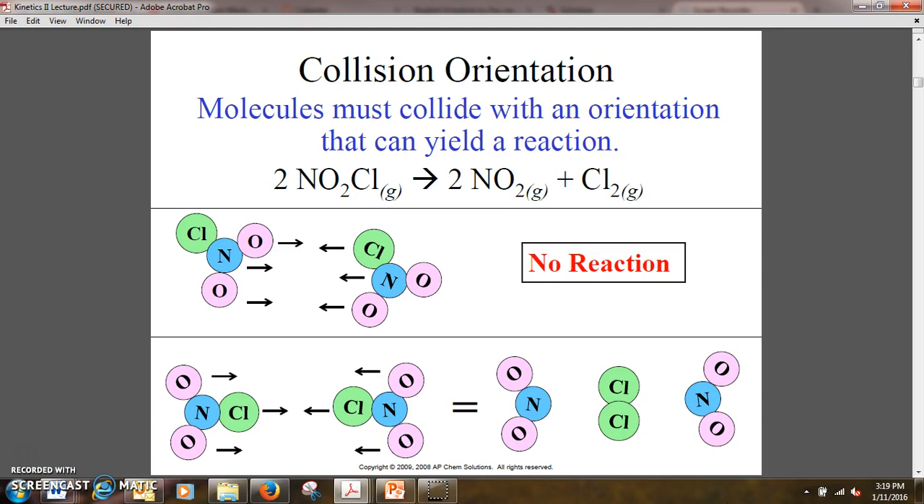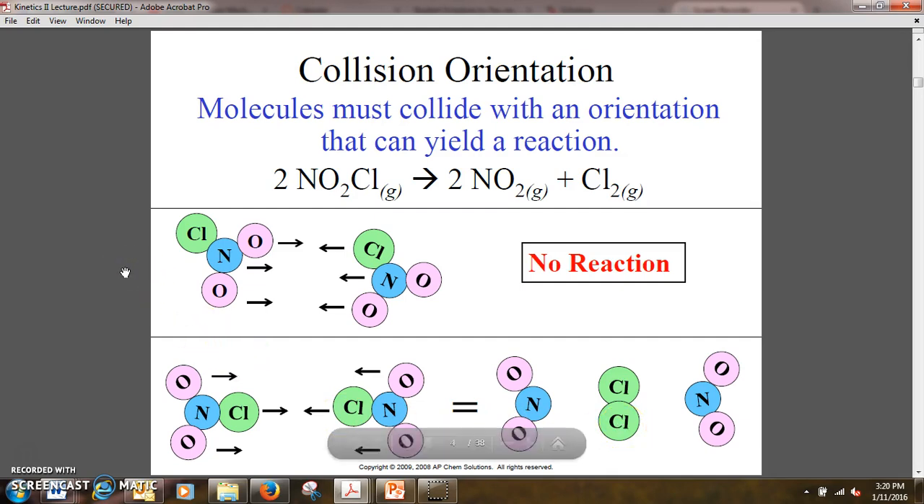So here we have an example of NO2Cl, which decomposes to NO2 and Cl. And they show you the molecules here, how they might orient themselves. And in order for this molecule to produce Cl2, you obviously have to have two chlorine atoms come into contact with each other to pull off and form that molecule.